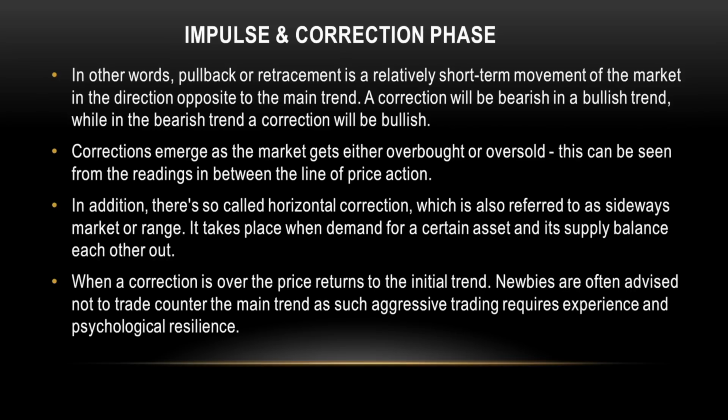Corrections emerge as the market gets either overbought or oversold. This can be seen from reading in between the lines of price action. In addition, there is the so-called horizontal correction, which is also referred to as a sideways market range. It takes place when demand for a certain asset and its supply balance each other out, right? So these things, guys, are the pure characteristics of what's within impulse and correction.